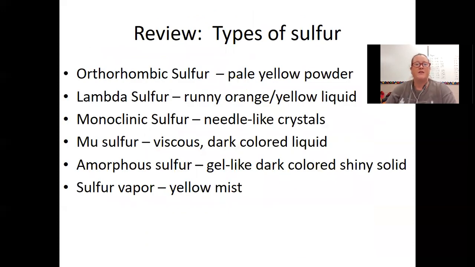So a summary: orthorhombic sulfur is a pale yellow powder. That's what we saw. It would be blocky, chunky crystals if we could see the crystals. The lambda sulfur was the runny orange yellow liquid. It consisted of rings that could move freely and slide easily past each other. This consisted of rings that were arranged in a blocky way. The monoclinic were rings that were arranged in long, skinny crystals. The molecules arranged themselves like that.